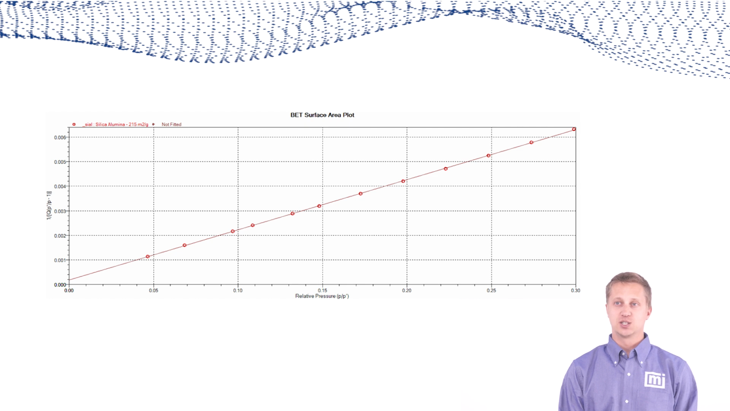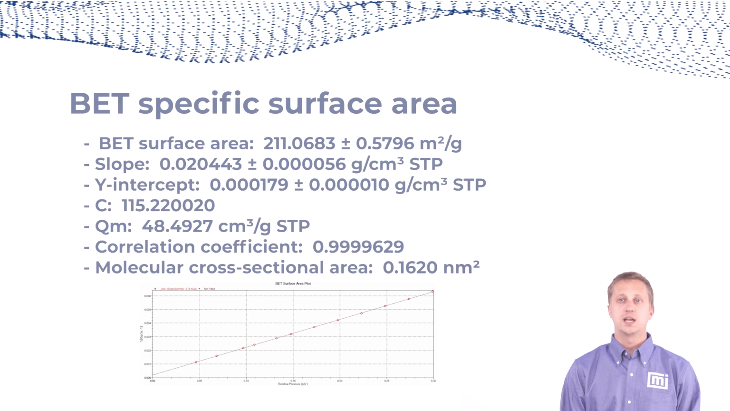First, let's look at our BET surface area plot. We can see that there's a good agreement here in the standard mesopore range between 0.05 and 0.3, as we have a very linear trend between all of our adsorption points. Looking at the BET surface area data, we can see that we have a BET surface area of 211 meters squared per gram.